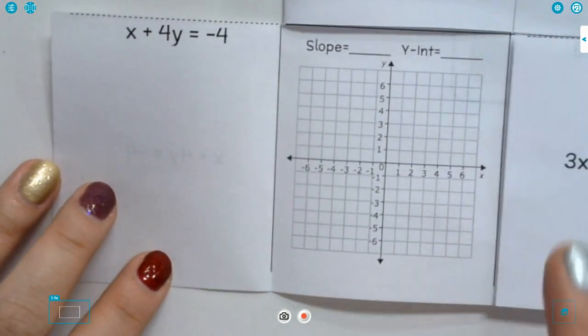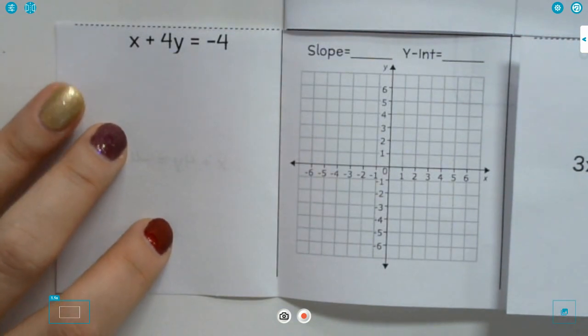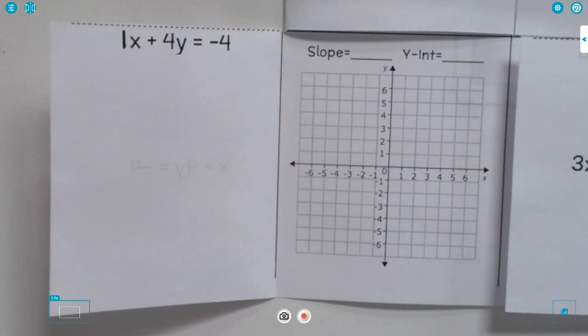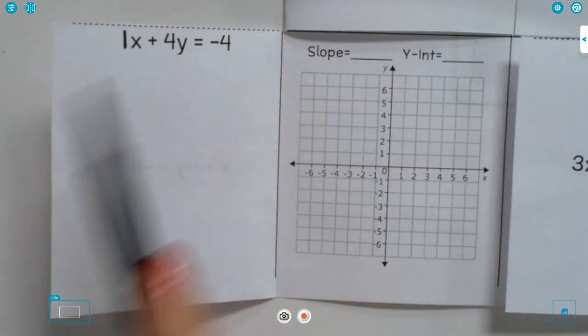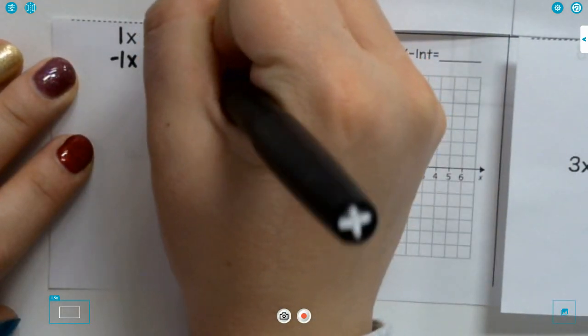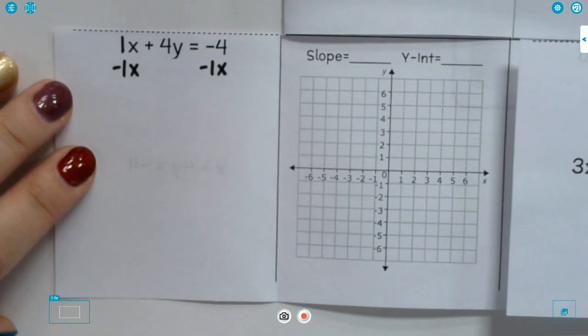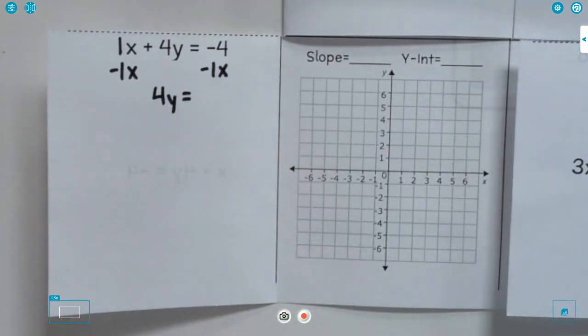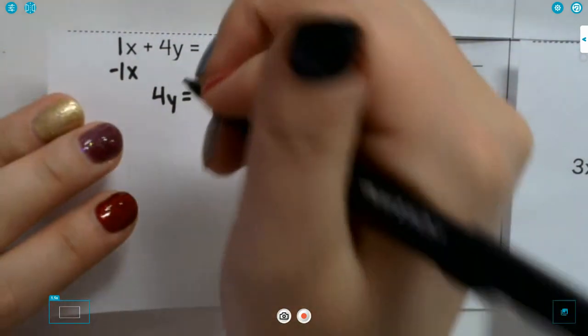So the first thing that I'm going to do is I'm going to put an imaginary 1 in front of my x, because x by itself is 1x. Okay. Then from there, my goal is to get y by itself. So I need to get rid of my 1x, and I need to get rid of my 4. So I'm going to start by subtracting 1x. I get 4y on the left equals, on the right side, I have negative 1x minus 4.